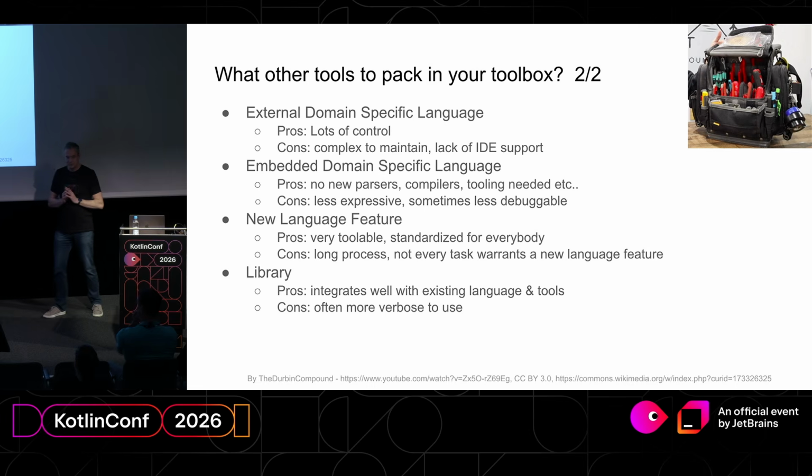Lastly, you can work on a new language feature. It's very tunable and standardized for everybody. The downside is it takes quite long, right? A language feature takes several years to implement, and it's probably not warranted for every task. But for some things, like what we did with Compose, it makes sense, right? That's partly a new language feature, partly a compiler plugin, but it's worth it. And lastly, why not use a good library, right? It integrates with all your existing tools and libraries. The downside is it's a bit more verbose to use.